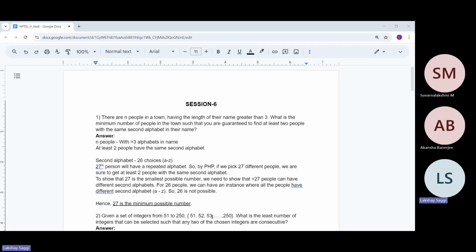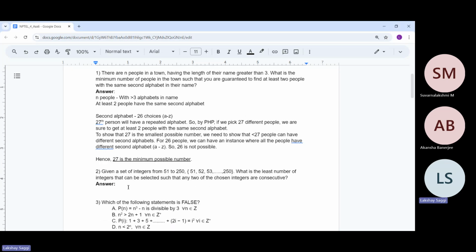Okay, so Akansha had written in the chat, is it 27? So yes, Akansha, your answer was correct. That there should be 27 people. So good job. Now we can move on to the second question, I guess. I hope this is clear.